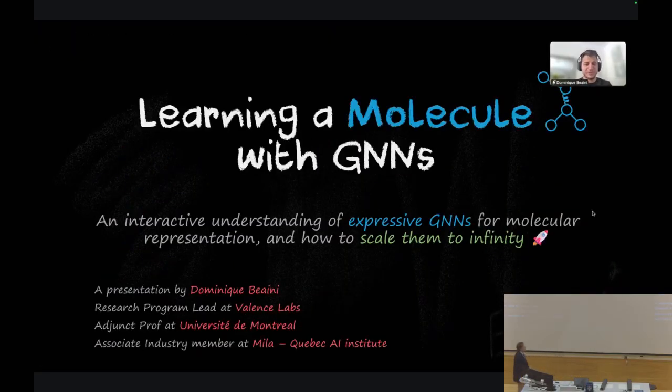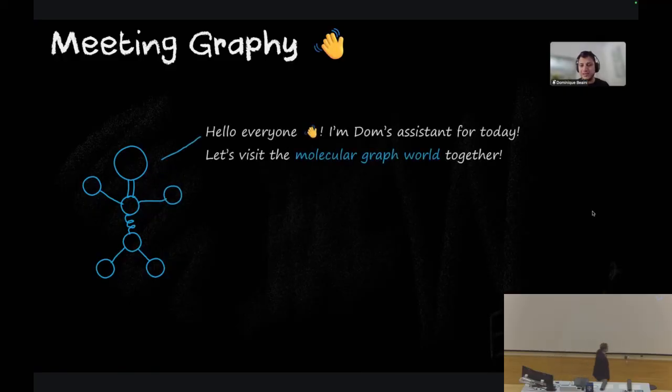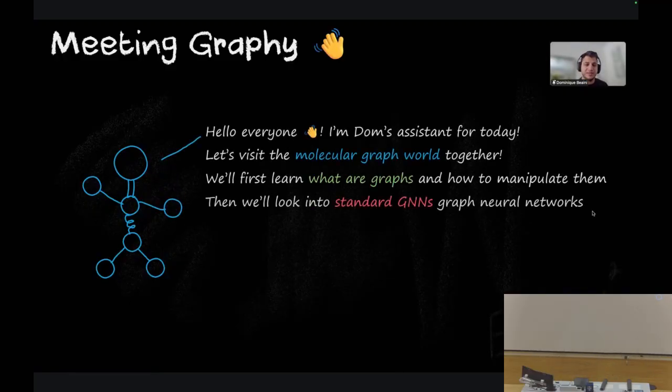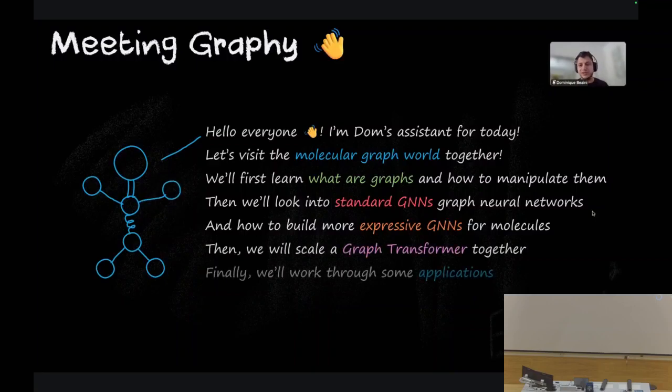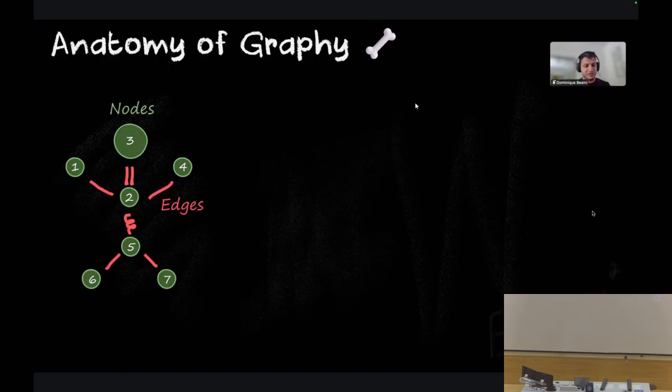All right. Hello, everyone. My name is Dominique. I'm a lead researcher at Valence Lab, adjunct professor at University of Montreal, and also affiliated to Mila, the Institute of AI in Quebec. Today, I'm going to be talking about my work on graph neural networks.